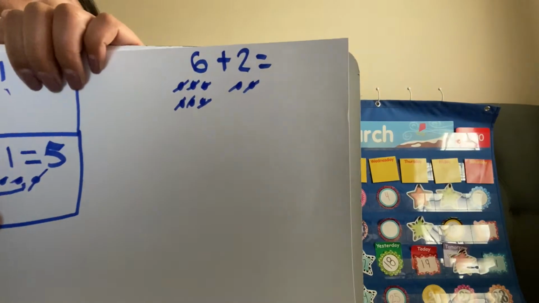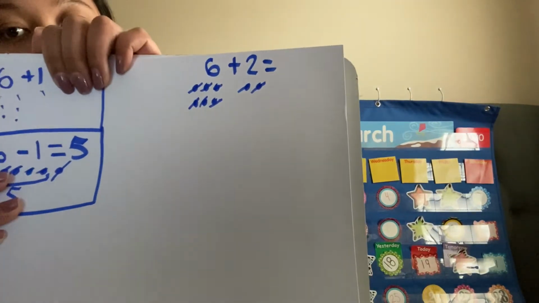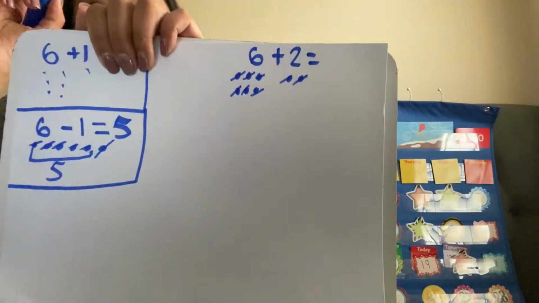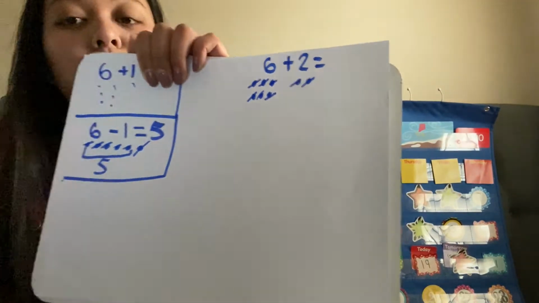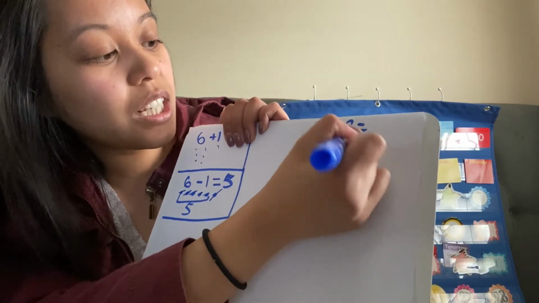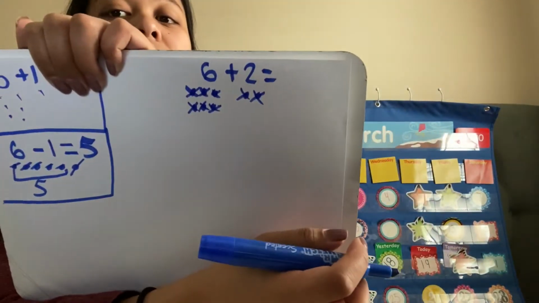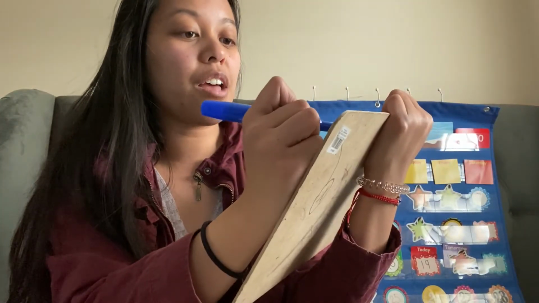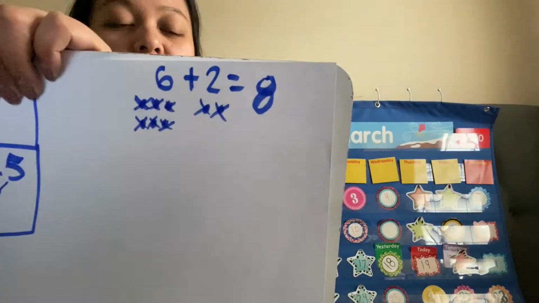So again, we're going to double check our work and count again, making the slanted line opposite. So we make an X. 1, 2, 3, 4, 5, 6, 7, 8. So I know that my answer is going to be 8.